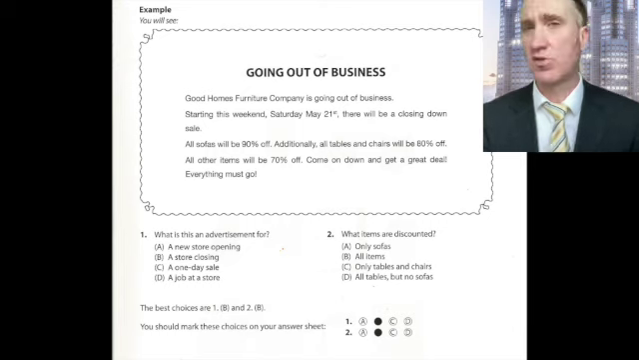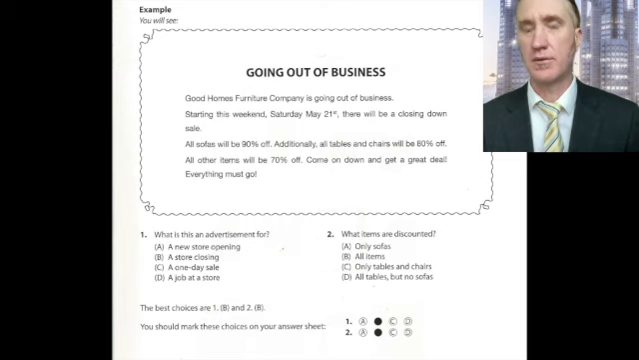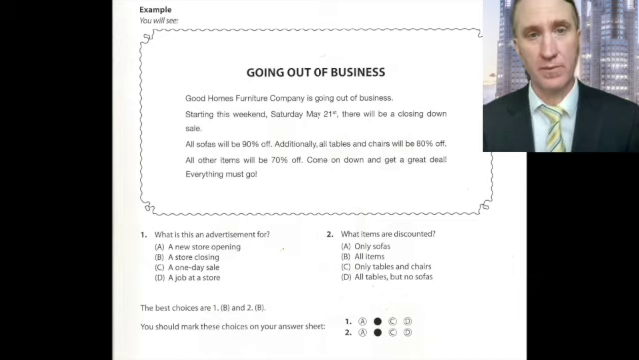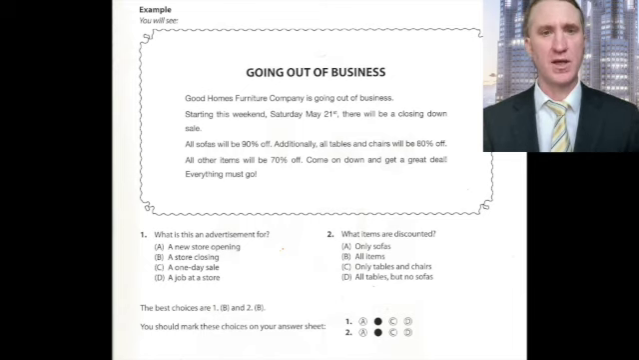A, a new store opening. B, a store closing. C, a one-day sale. D, a job at a store. What's the best answer here? The best answer is B. It's a store closing. The key phrase in the text is Good Homes Furniture Company is going out of business. So going out of business is a phrase that means a store is closing down, okay?